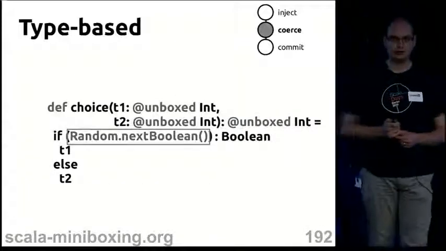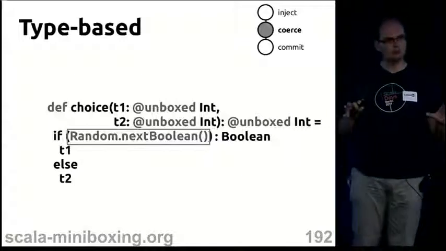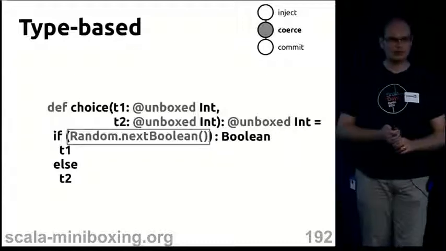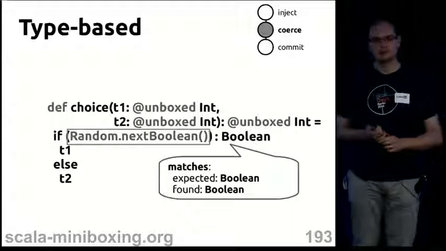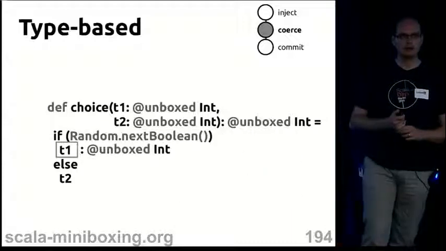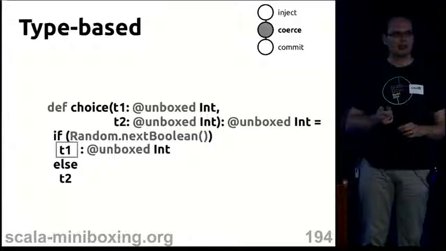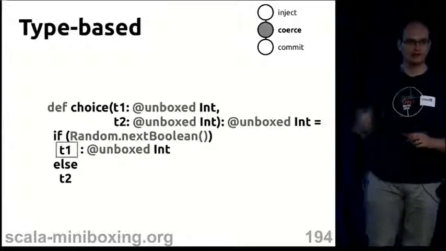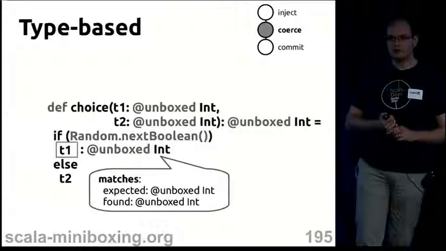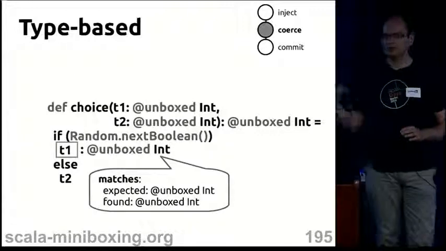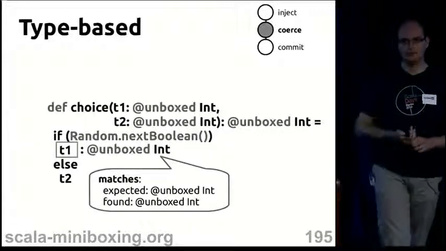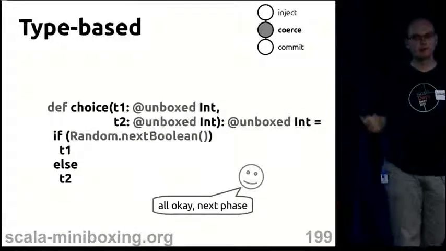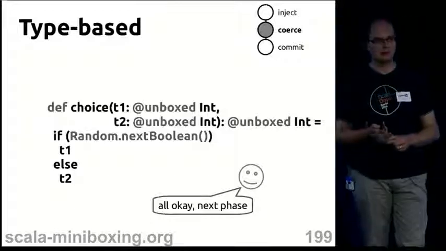Well, we check the condition. It has to be a Boolean. I'm not going into how to unbox Booleans. I'm just talking about integers now, just to keep it simple. So it matches. It expects a Boolean. It got a Boolean. Now, t1 should return an unboxed int, which is propagated from outside, from the if expression. And of course it matches, because t1 was unboxed int, and the expected type was unboxed int. Same for t2. Okay, great. Next phase. We got away without introducing any coercions.